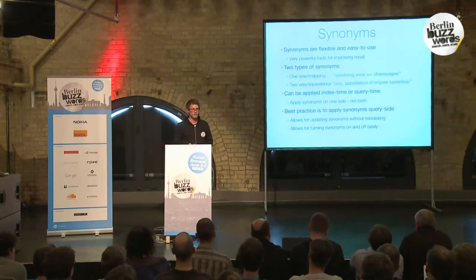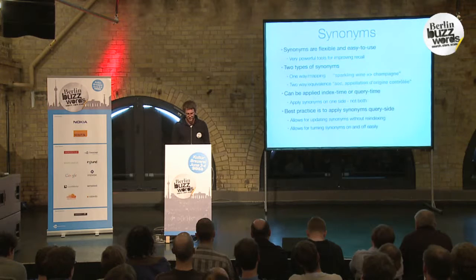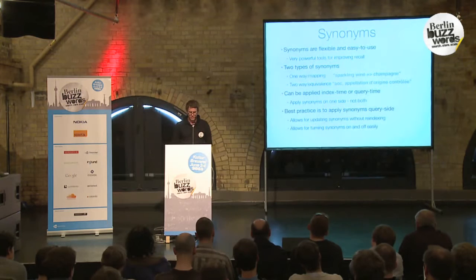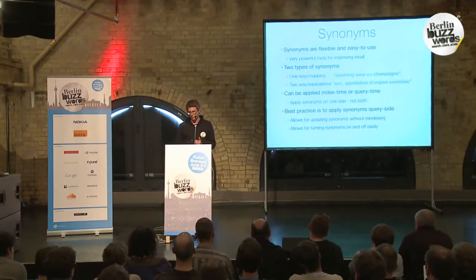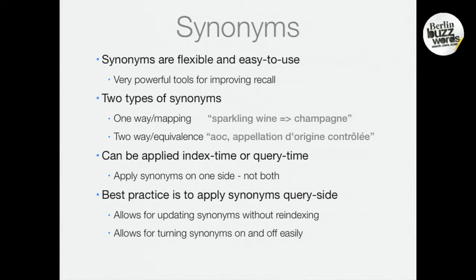There are two types of synonyms in Lucene. There's one-way synonyms and two-way or equivalent synonyms. With a one-way case here, a search for sparkling wine would also match champagne if you use this sort of definition. Or a two-way equivalence like in this case, where AOC and appellation d'origine contrôlée are equivalent terms. One matches the other and the other matches the one. Synonyms can be applied at index time or query time, but apply them on either one of them. Don't apply them on both.